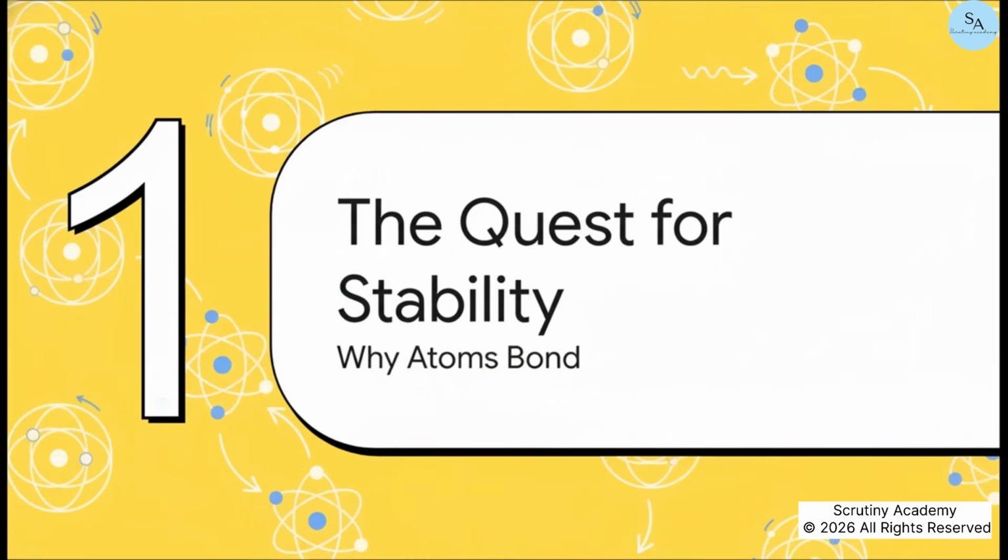Okay, but why do atoms even link up in the first place? Well, it's all about one simple driving force. They're all on a quest to become stable. See, unstable atoms are antsy and reactive, and they will do just about anything to find that stability.